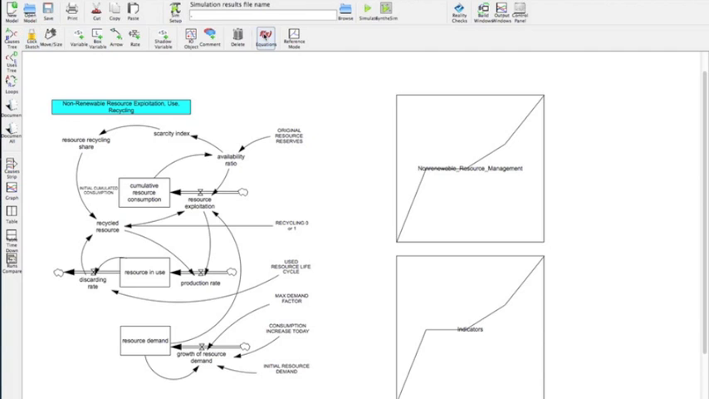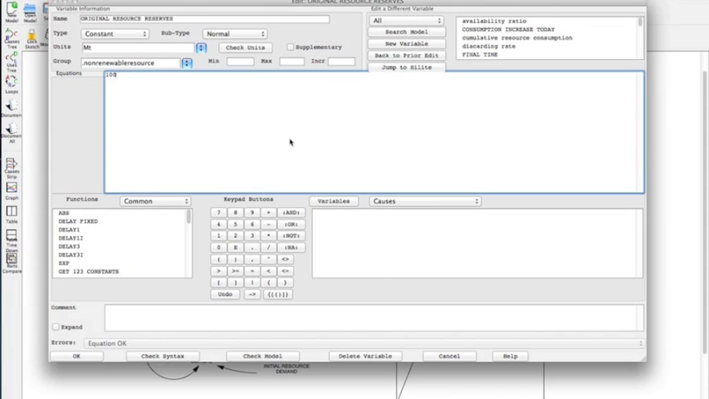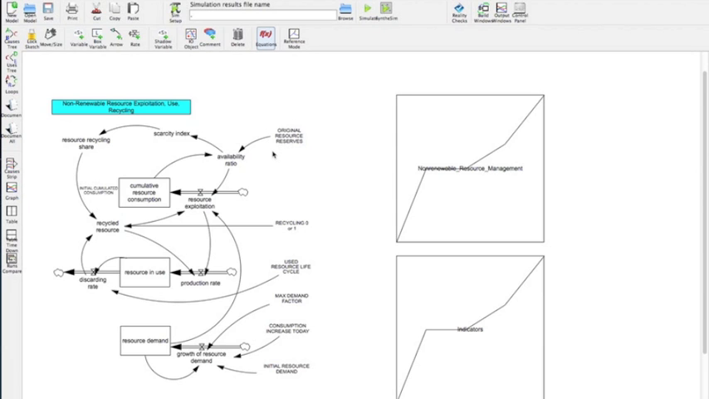Let's look at the equations field. This particular model has an original resource reserves that are given in units of metric tons, and just for the sake of argument here, we're starting with 100, and that's the original size, or the size of the reserve of the resource.